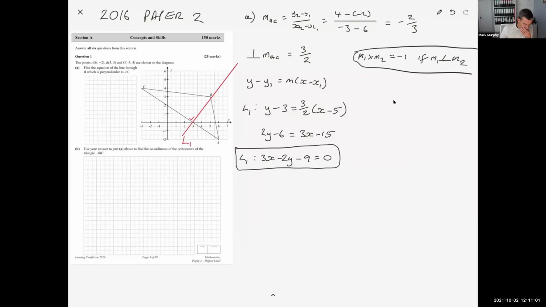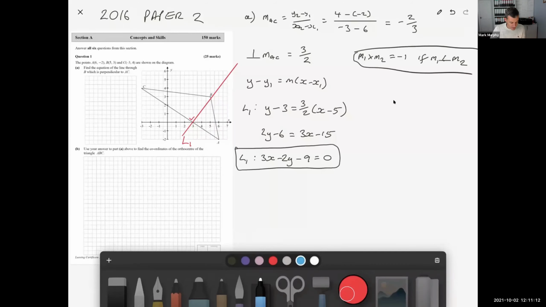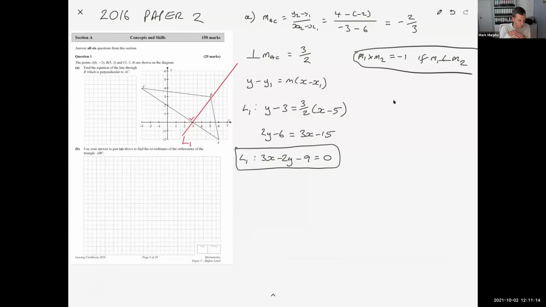Okay. Part B is use your answer to part A above to find the coordinates of the orthocenter of the triangle ABC. Again, it's kind of trying to trick you here a bit, right? But it says use your answer. So what it is saying then, use your answer to find the coordinates of the orthocenter of the triangle ABC. So what I did here is I picked one of the other lines, right? So that was the first part here, through B.